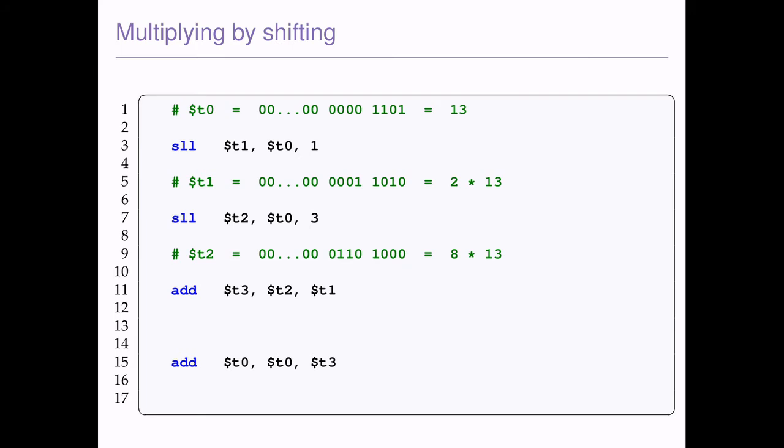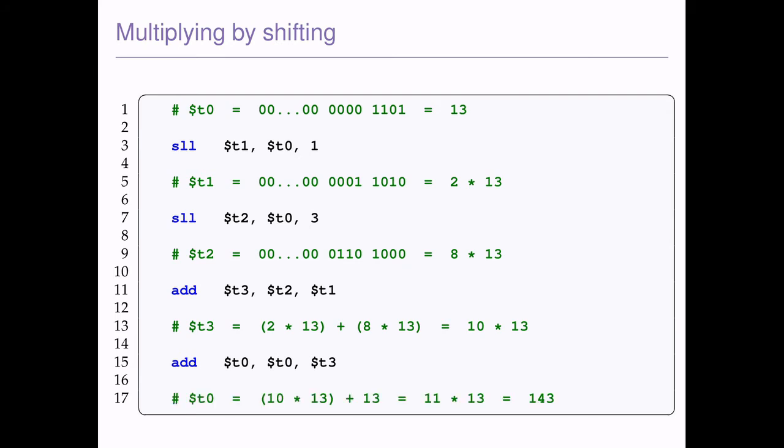Then we add these two together, so we get the result of adding 2 times 13 and 8 times 13. And that's of course 10 times 13, because we can rearrange these brackets and sort this out a little bit. And then we add T0 to this value. So adding T0 to this value will give us an odd multiplication of 11 by 13.